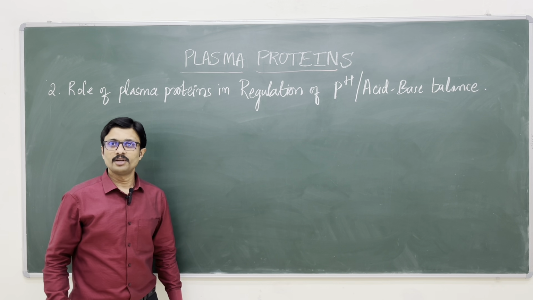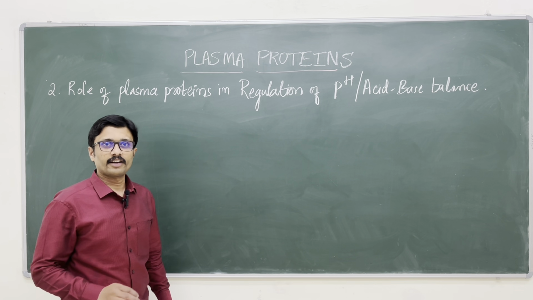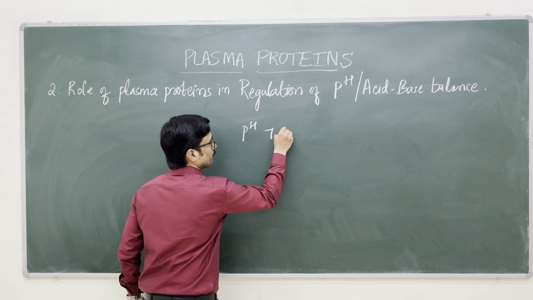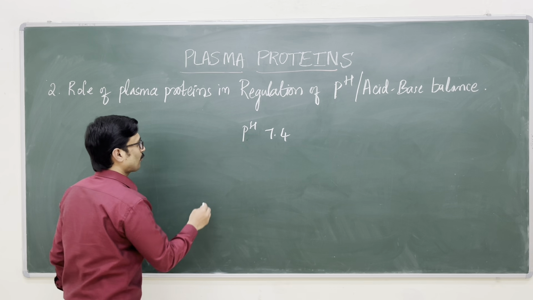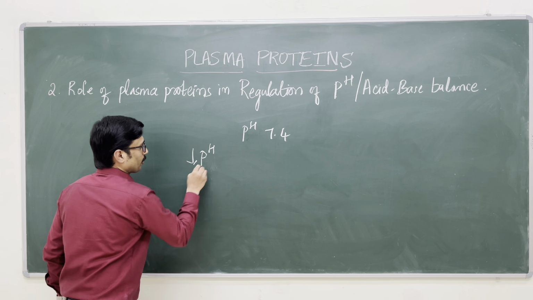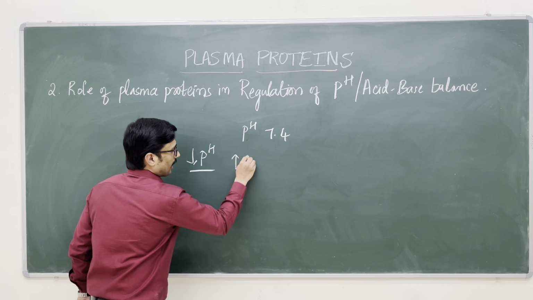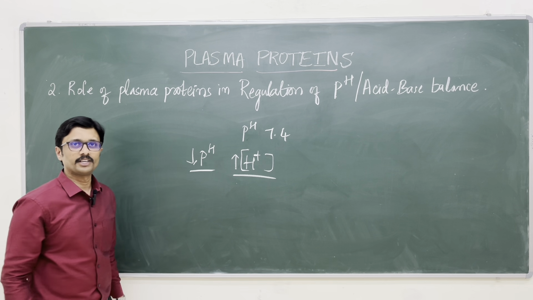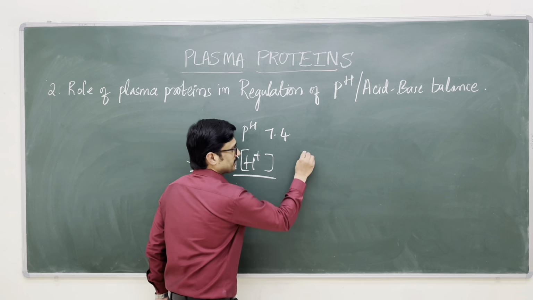The next function is, what is the role of plasma proteins in regulation of pH? We'll see the normal blood pH is 7.4. Whenever there is a fall in pH, what do you mean by fall in pH? Increased hydrogen ion concentration in the blood will result in a fall in pH. This can happen during acidosis.